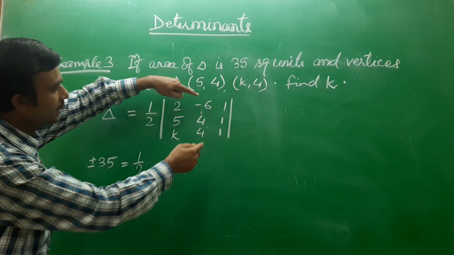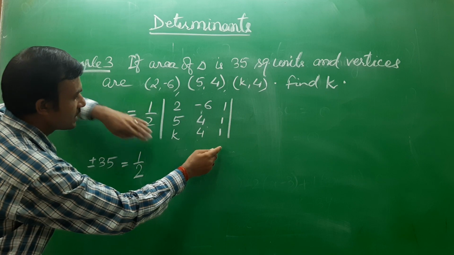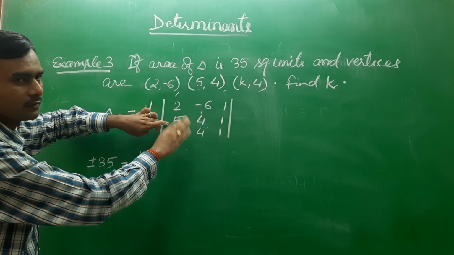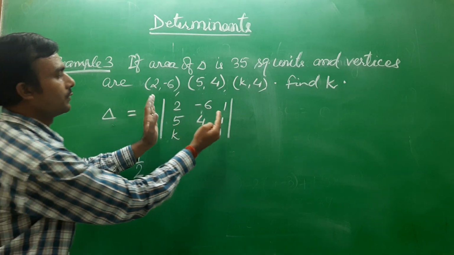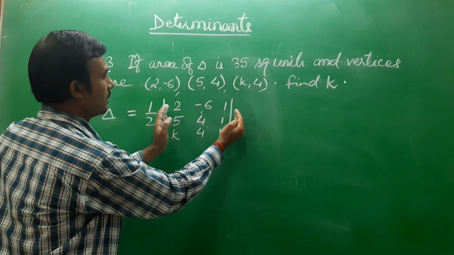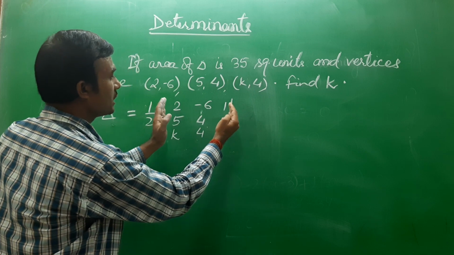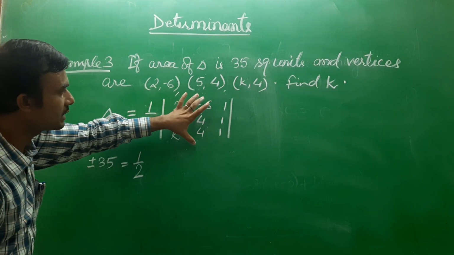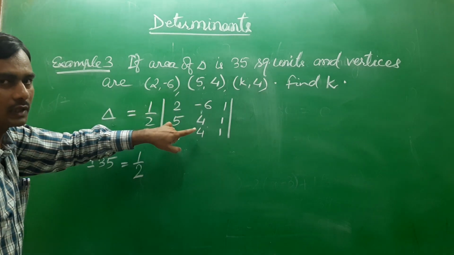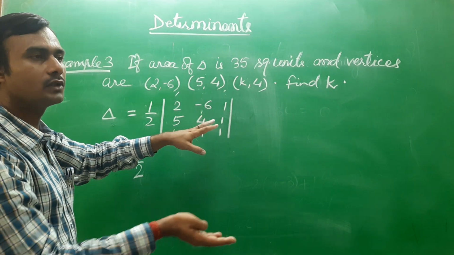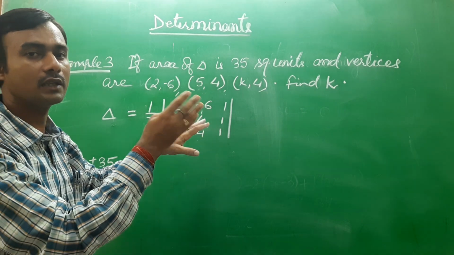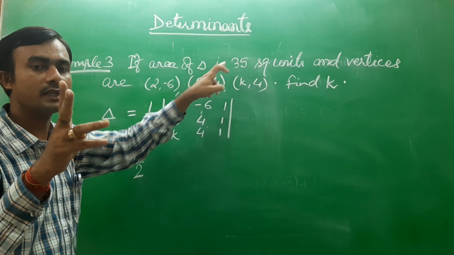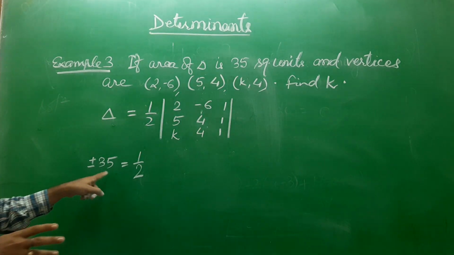Just look here. If the result of this determinant is 70, what is the area? Half into 70 will be 35. If the value of this determinant is -70, what will be the area? -70 by 2, -35. Area cannot be negative, so finally our answer is again 35. So this 35 means we can use both the values, plus 35 and minus 35. So plus minus 35.